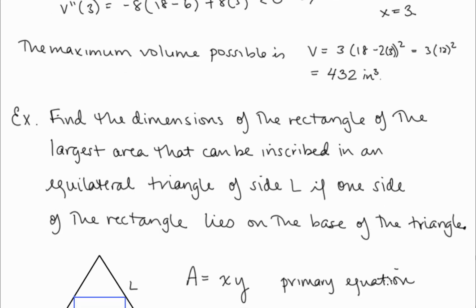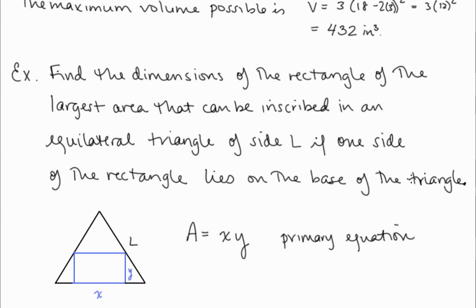Now let's take a look at another. Find the dimensions of the rectangle of the largest area that can be inscribed in an equilateral triangle of side L if one side of the rectangle lies on the base of the triangle. Okay, we want the dimensions of the rectangle of the largest area that can be inscribed in an equilateral triangle.